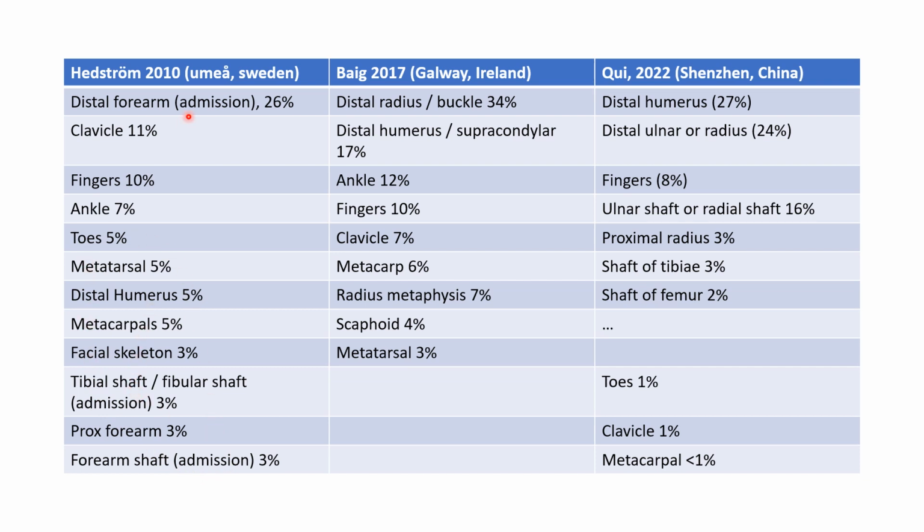And just to cherry pick another study, again cherry picking, not a systematic review of this, from Ireland. Again, this was also the distal forearm. This is the buckle fractures. Here, the distal humerus, which was down here at 5%, was all the way up here at 17% in this study. So there are regional differences here, right?